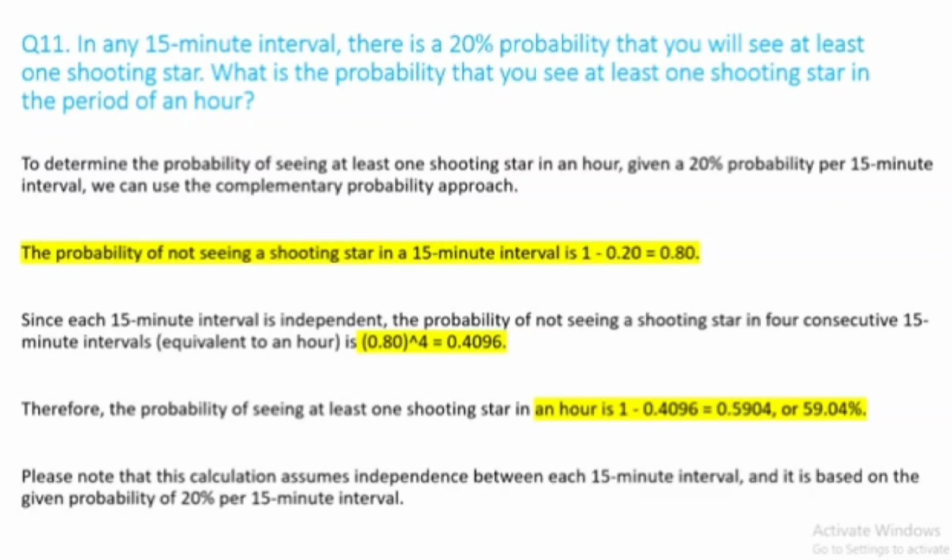Question number 11. In any 15-minute interval, there is a 20% probability that you will see at least one shooting star. What is the probability that you see at least one shooting star in the period of an hour? To determine the probability of seeing at least one shooting star in an hour given a 20% probability per 15-minute interval, we can use the complementary probability approach.